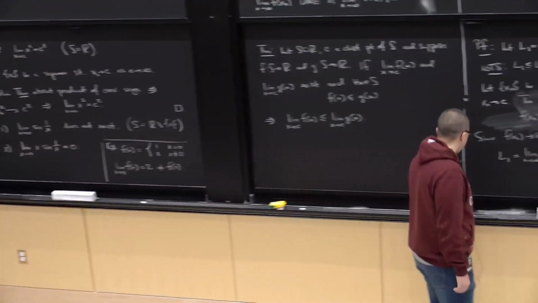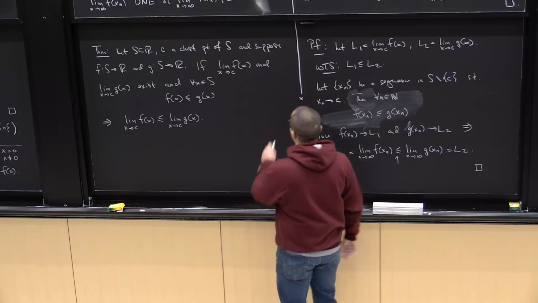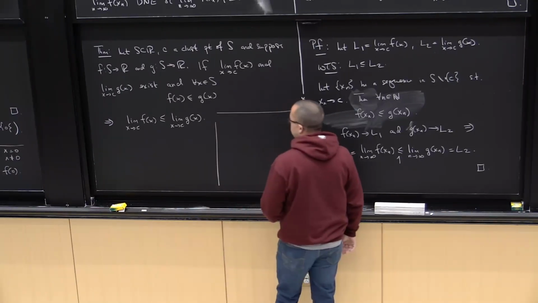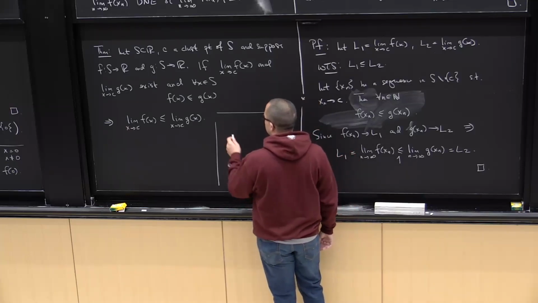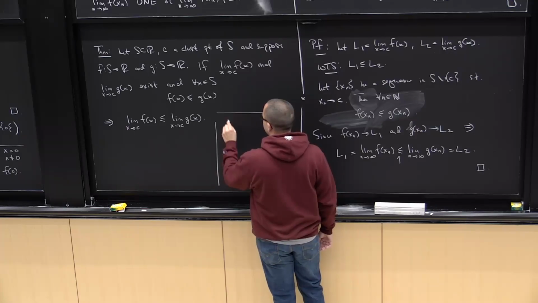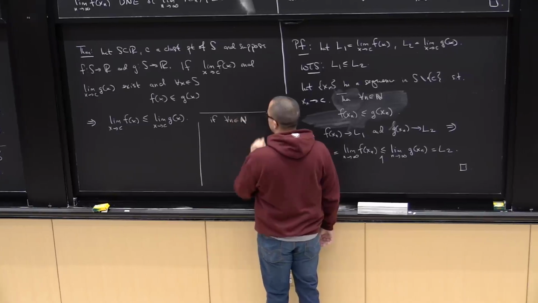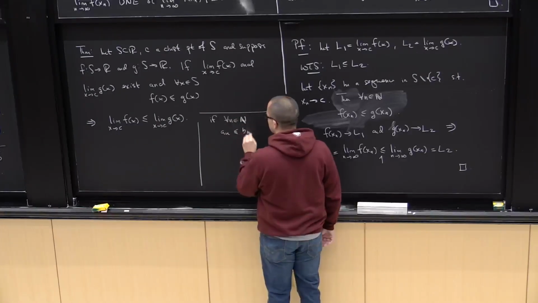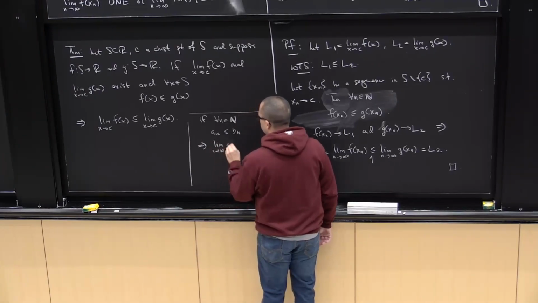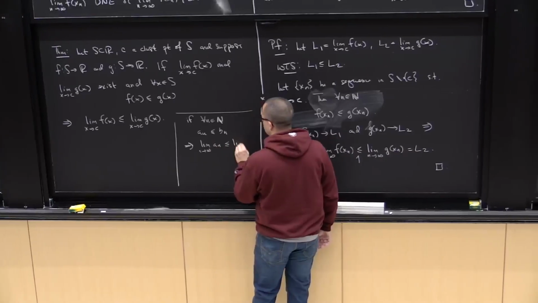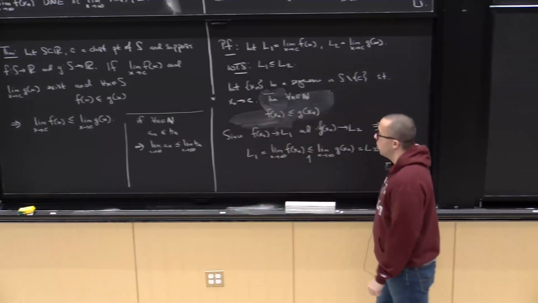Okay, so like I said, this theorem here follows from the analogous statement for sequences. In fact, I should have written this out, so I will write it out now. The analogous statement for sequences was: if for all n, a_n is less than or equal to b_n, then the limits as n goes to infinity, assuming both limits exist, satisfy the same inequality. Okay?